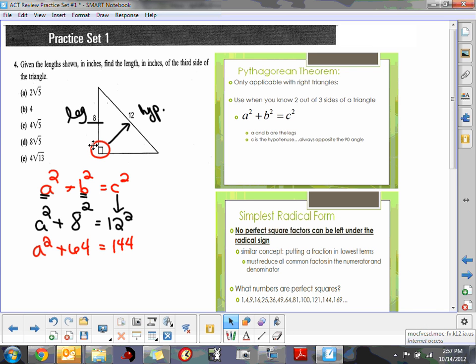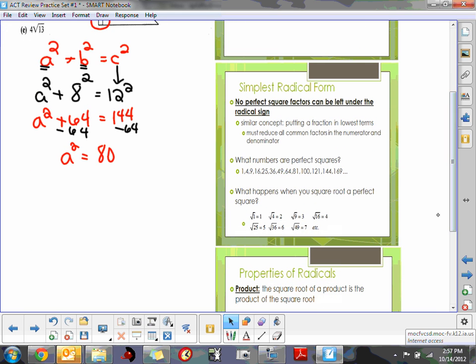We want to solve this for a squared, so we want to move the 64 over, so we subtract 64. Now if we subtract 64, that means that some number squared has to give us a value of 80. Now with that in mind, we have to get rid of squaring. So how do you undo squaring? Well, the inverse of squaring is square rooting.